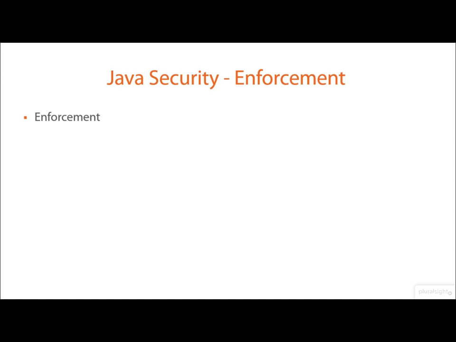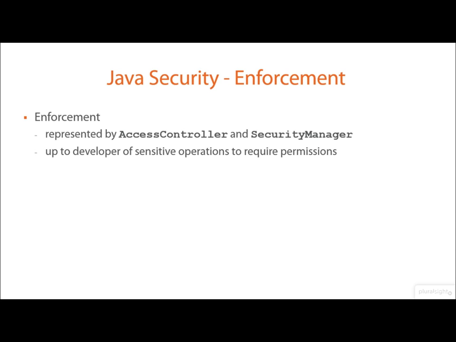And then finally there's enforcement. So enforcement is represented by something called the access controller. And the access controller and the security manager work hand in hand to provide enforcement. It's the job of the developer to require permissions. So typically inside a framework, inside the library, the developer will call to the access controller and say, is this code that's currently executing allowed to do this thing? Does it have the permission to access the file system? Does it have the permission to access a socket?